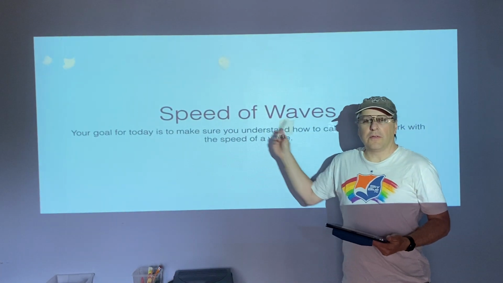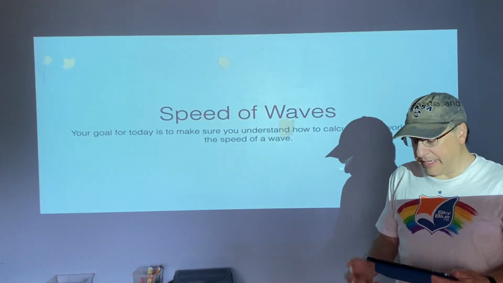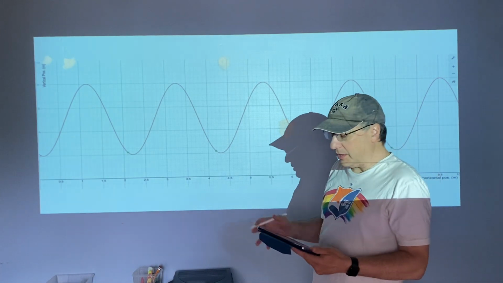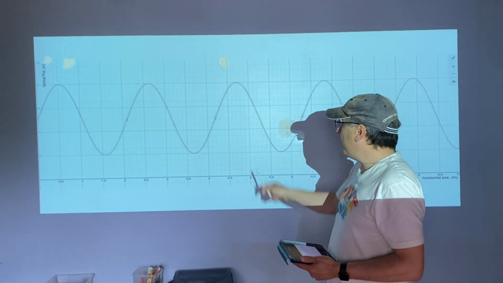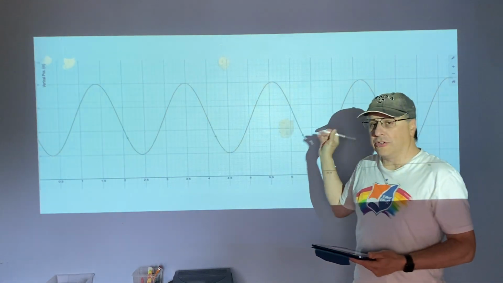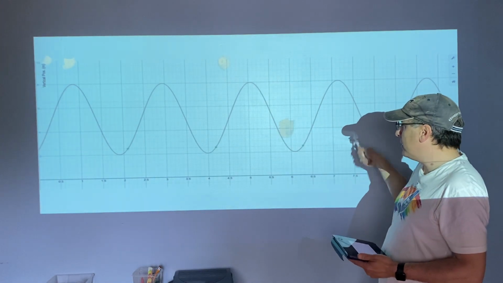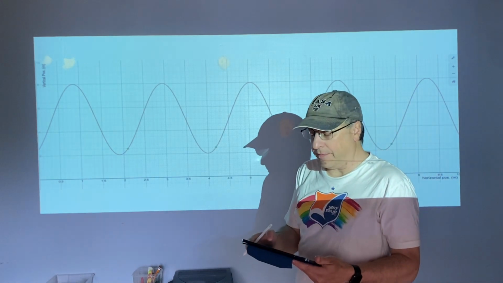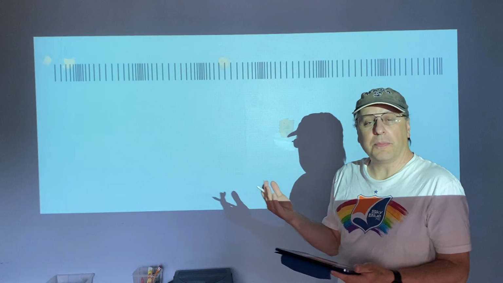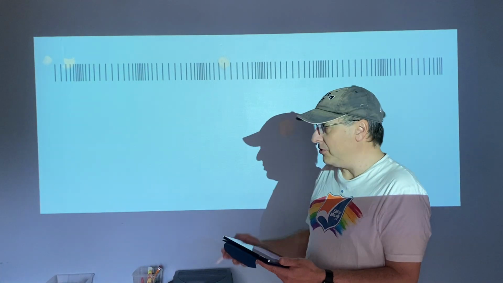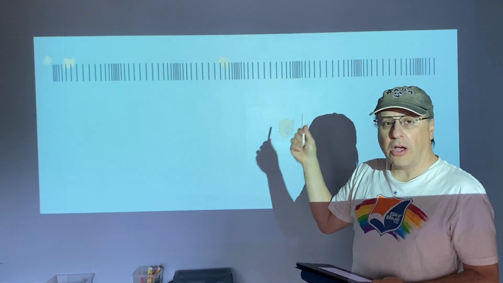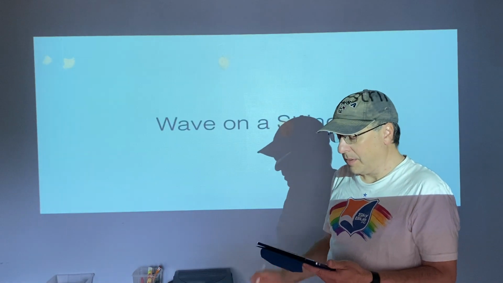Today we'd like to go a little farther with our speed of wave idea. We've already learned that there are two types of waves, transverse and longitudinal. With the transverse wave, the particles vibrate at a right angle to the energy. The energy is going horizontal, the particles are going vertical. Longitudinal waves, the vibrations are parallel to the direction of energy. So both the energy and the vibrations are horizontal.